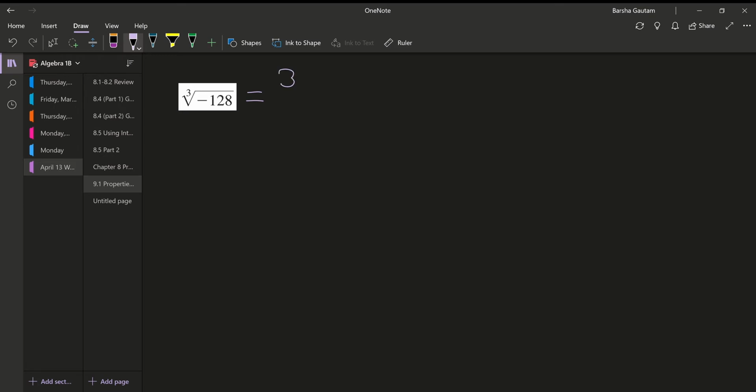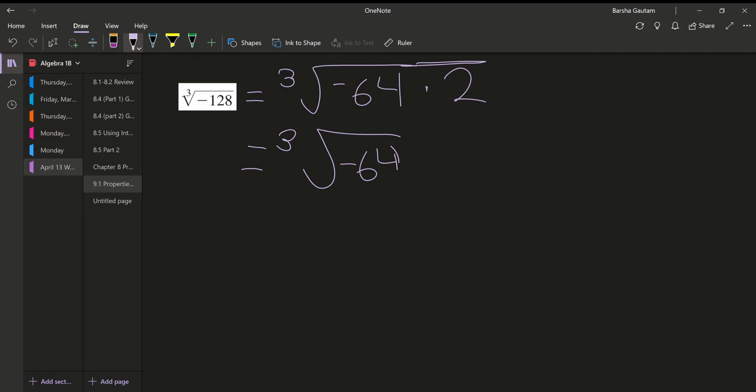So once again, we're going to try the number 2. We always start with the smallest number possible, see if we can find a root in there. So let's start with that. We're going to try negative 128 divided by 2 is negative 64 times 2. So from here, we can separate these two pieces into the cube root of negative 64.